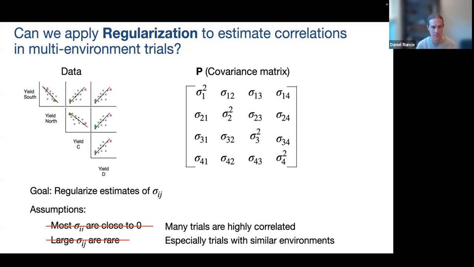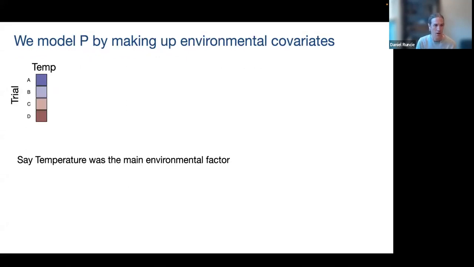So how can we come up with these assumptions that are biologically reasonable? The way that we do this in MegaLMM is by effectively making up environmental correlates. Remember, we don't actually know what environmental factors are relevant for driving gene-environment interactions or how they differ among trials. But say that we did.